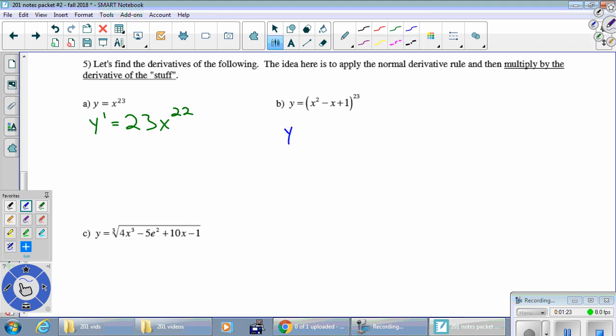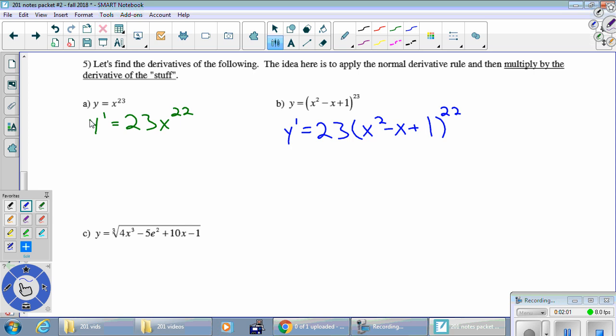So here's what we do. Y prime equals. I'm going to blur my eyes a little bit and just pretend that this is x, because I know how to do the derivative of x to the 23rd. I would bring the 23 down, copy the x, leave a little blank there, and then put a power of 22. Well, if that property works when it's just x to a power, then maybe it works when it's something more complicated than x, like x squared minus x plus 1. So it feels reasonable that we would just do the normal power rule, but instead of copying the x, you copy the stuff in the parentheses.